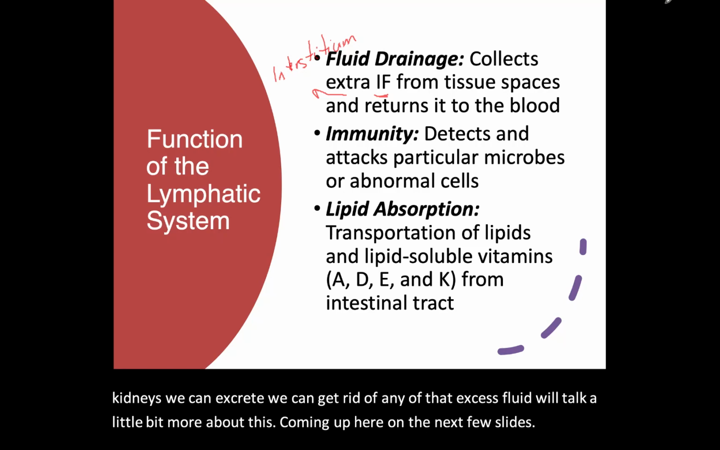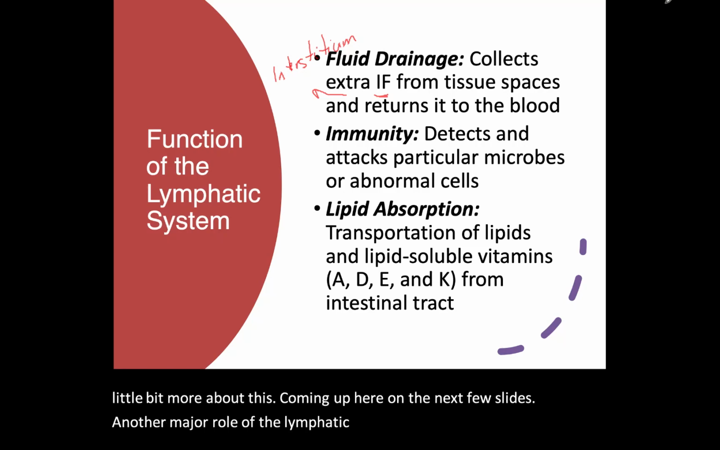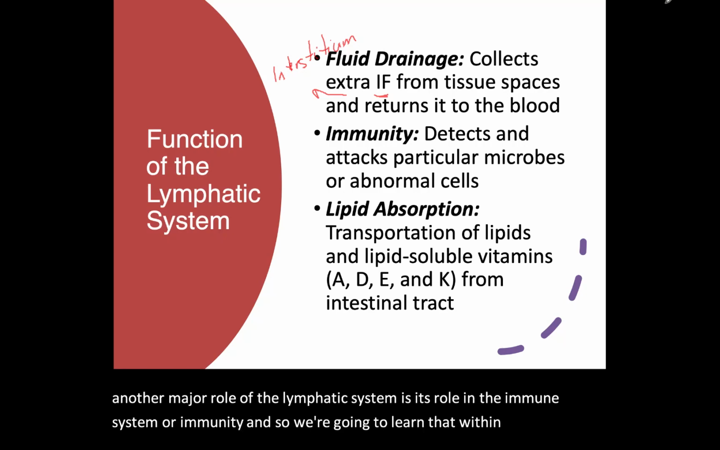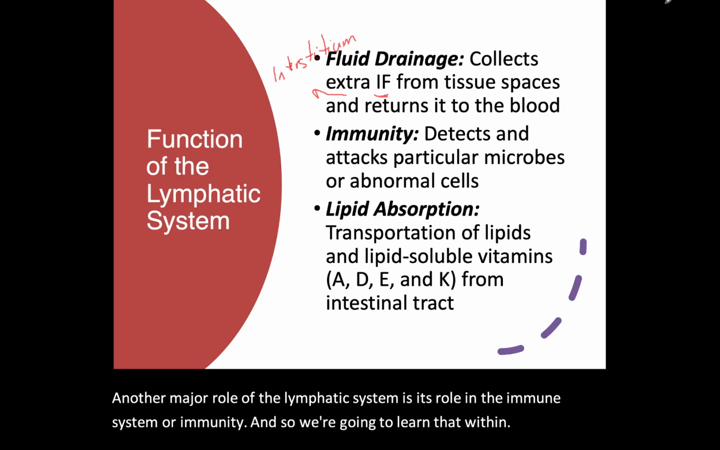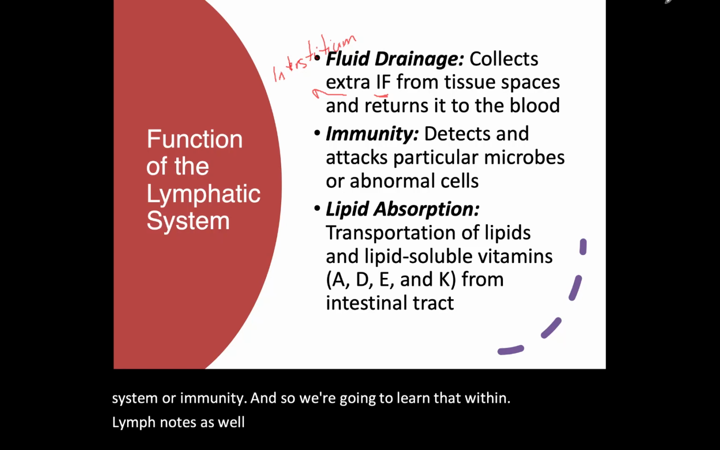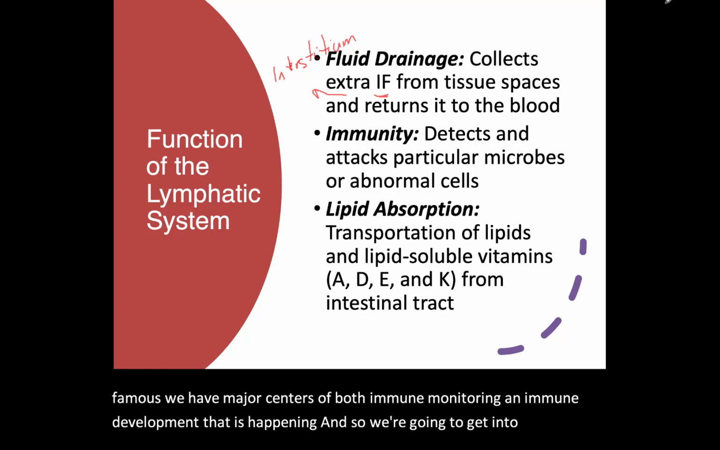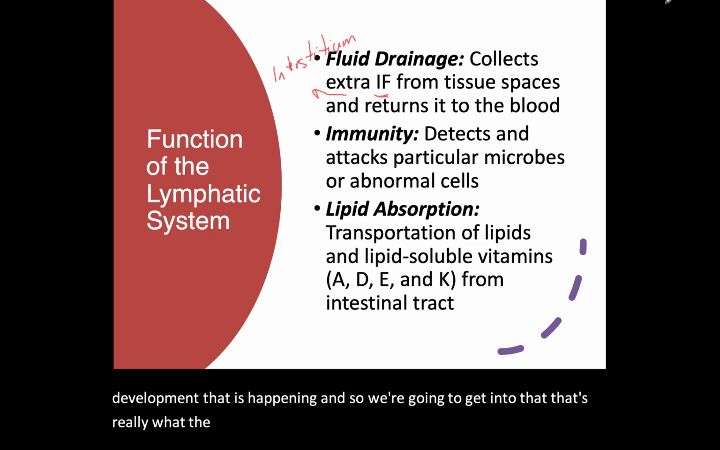Another major role of the lymphatic system is its role in the immune system, or immunity. And so we're going to learn that within the lymph nodes, as well as some other lymphatic organs such as the spleen and the thymus, we have major centers of both immune monitoring and immune development that is happening. And so we're going to get into that. That's really what the next 5 videos are going to be looking at.